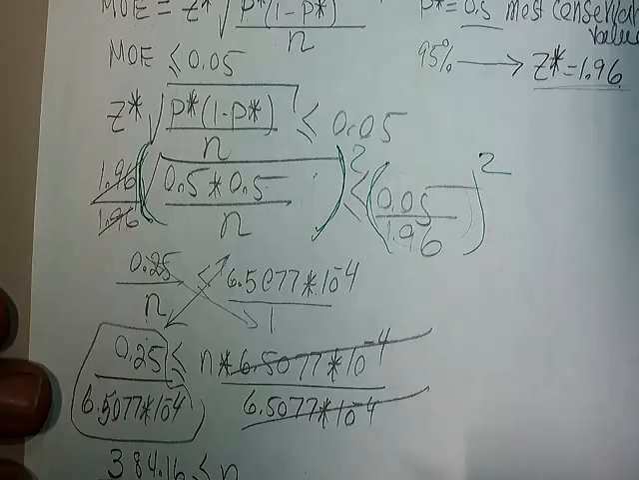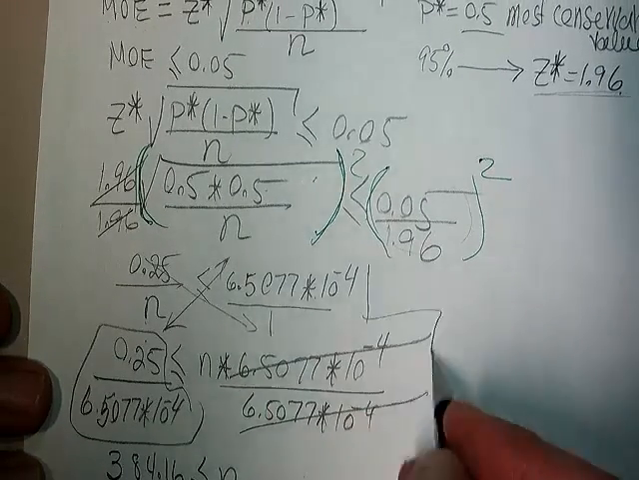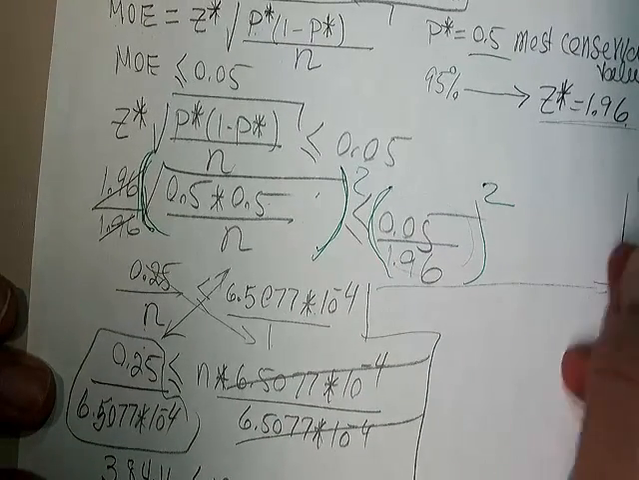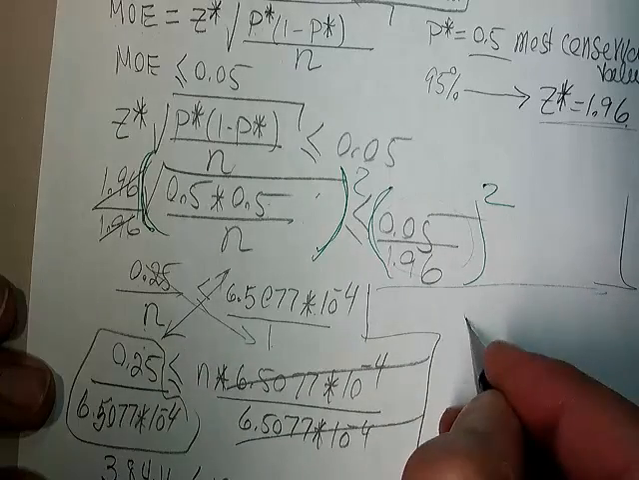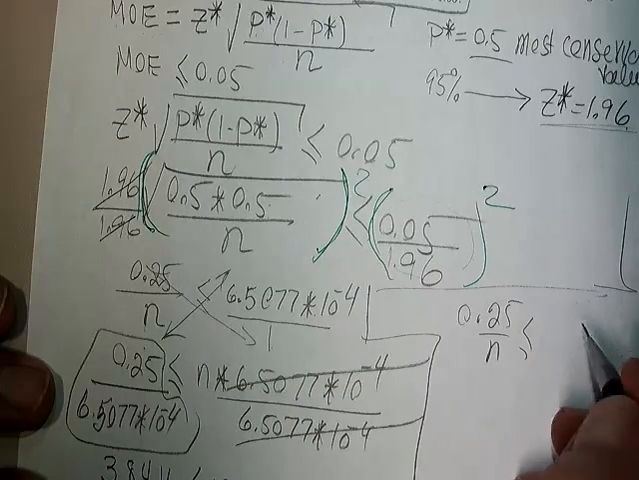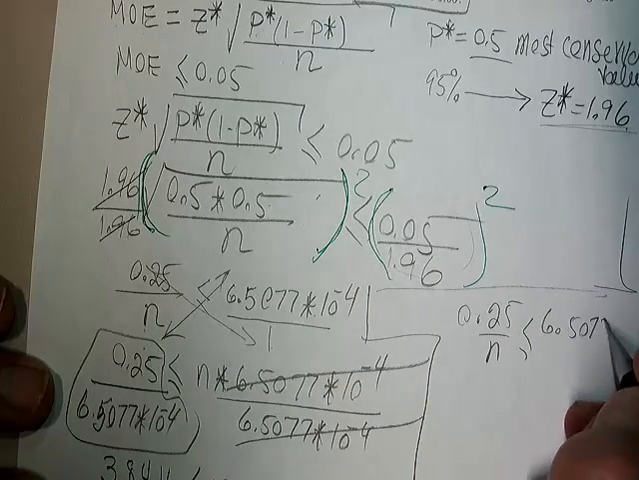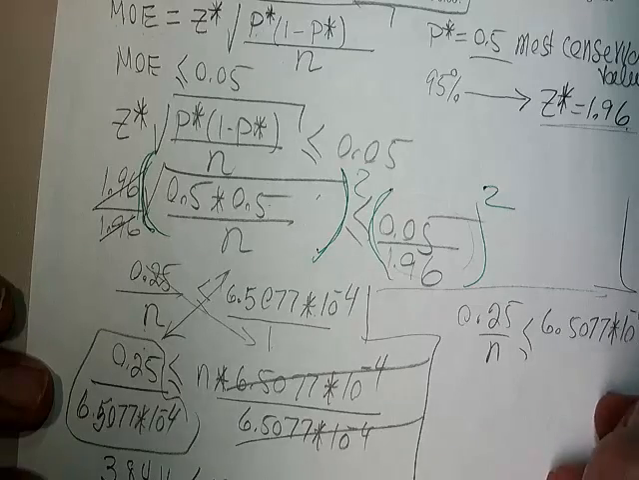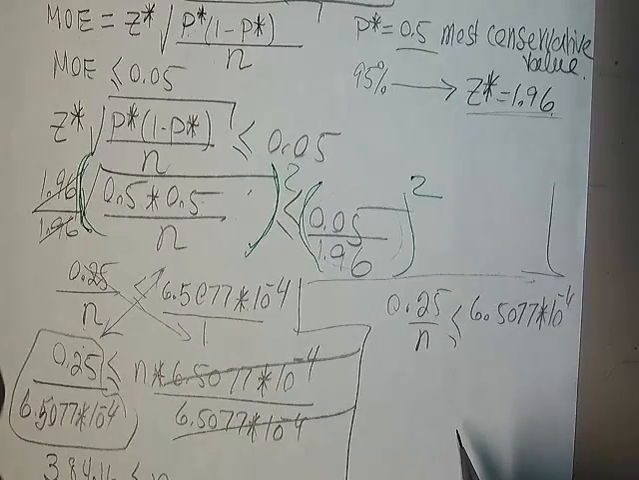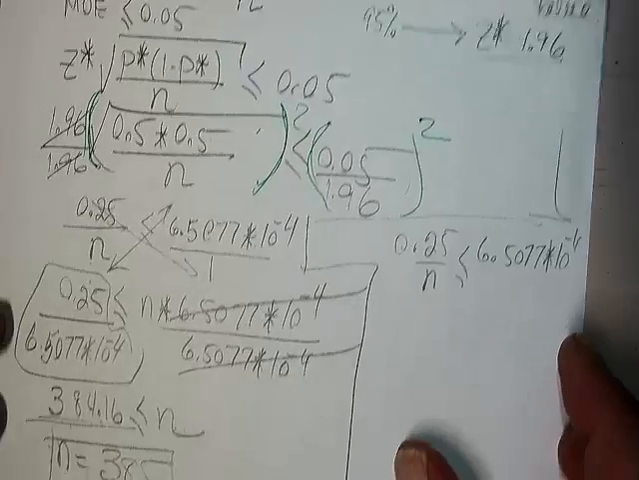All right. Here, there's another method. I do this because some students like to see how to do it. Here, when you got up to here, 0.25 n is less than or equal to 6.5 times 10 to the minus 4. So another way of doing this is this answer.